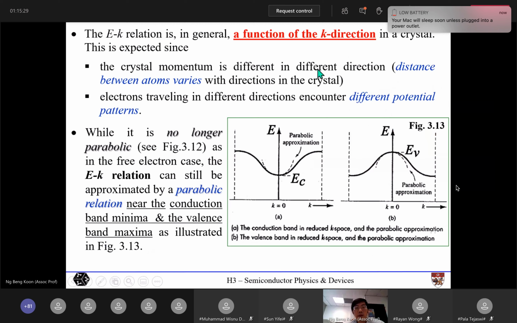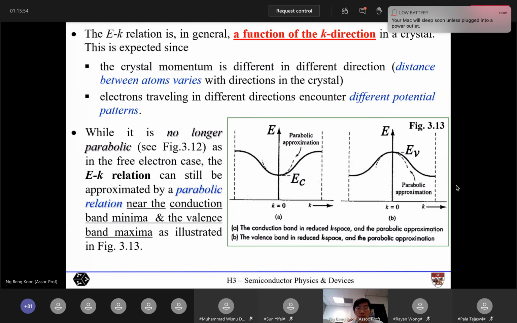So now this EK relation is an important property because it describes the relation in terms of how the energy of the electron changes with momentum in the semiconductor crystal. And this EK relation is actually also direction dependent.